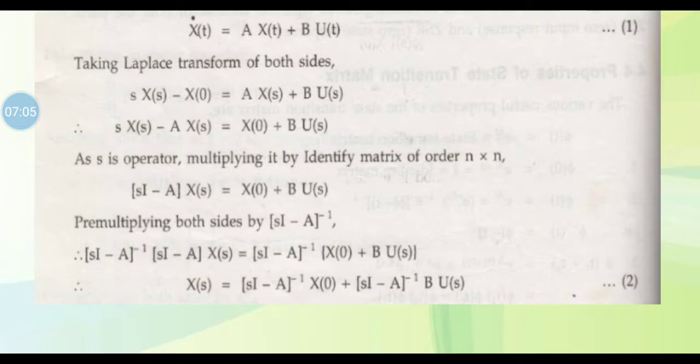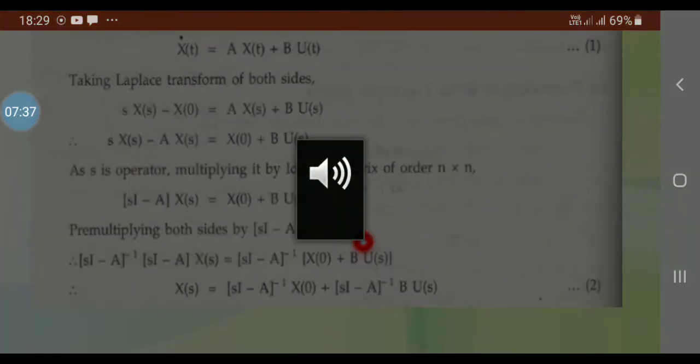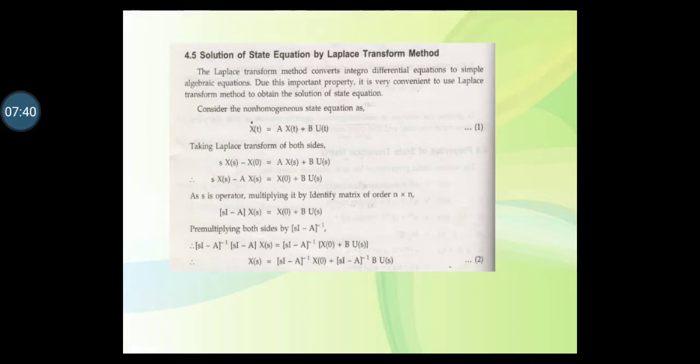Therefore, we can write x of s minus A x of s is equal to x of 0 plus B u of s. As s is an operator, multiplying it by the identity matrix of order n by n, we get (sI minus A) x of s is equal to x of 0 plus B u of s.